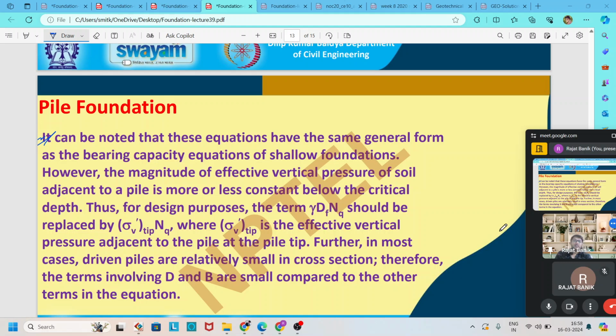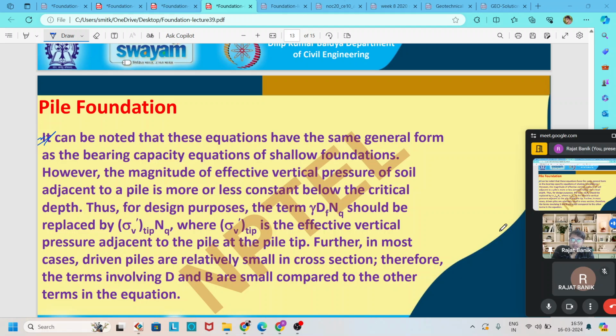It can be noted that this equation has the same general form as the bearing capacity equation of shallow foundation. However, the magnitude of effective vertical pressure of the soil adjacent to the pile is more or less constant below the critical depth. Thus, for design purposes, the term gamma Df Nq should be replaced by effective vertical stress into Nq, where sigma v dash is the effective vertical stress.